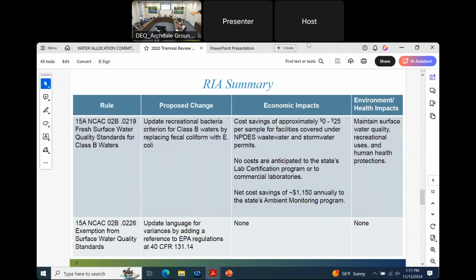For the variances, there's no economic impacts expected because the requirements for the variances are established in the Clean Water Act. So any entity seeking to get a variance would already have to meet those requirements. The language that we're updating in this rule doesn't change any requirements. It doesn't introduce any requirements that don't already exist.